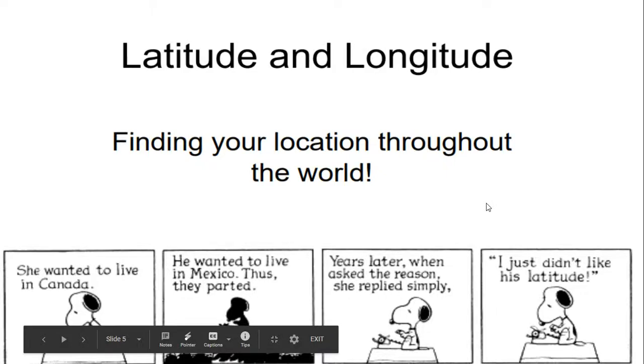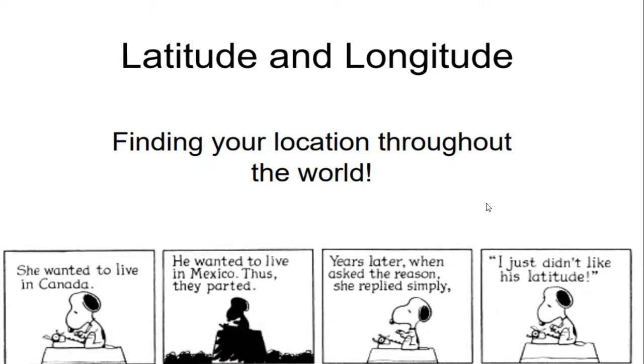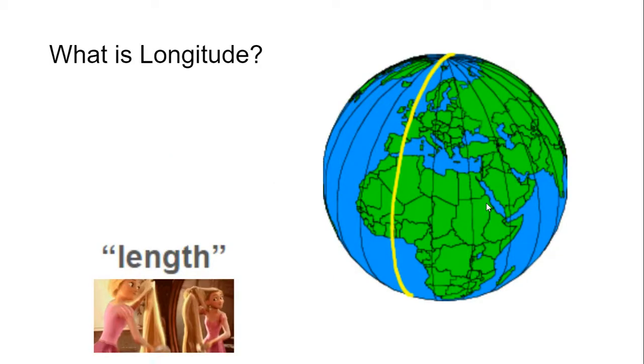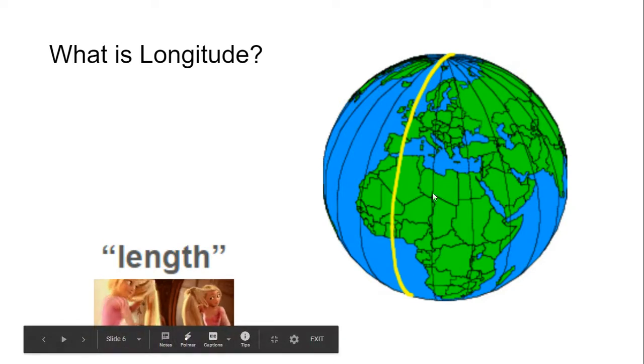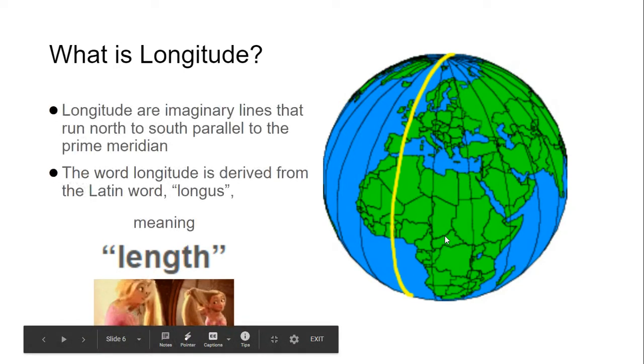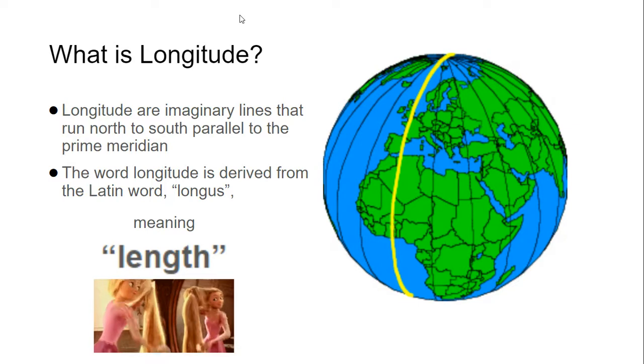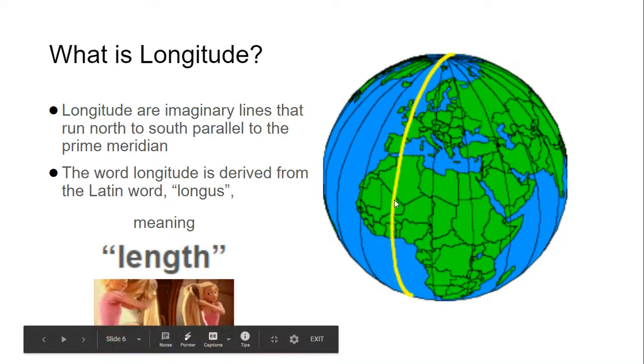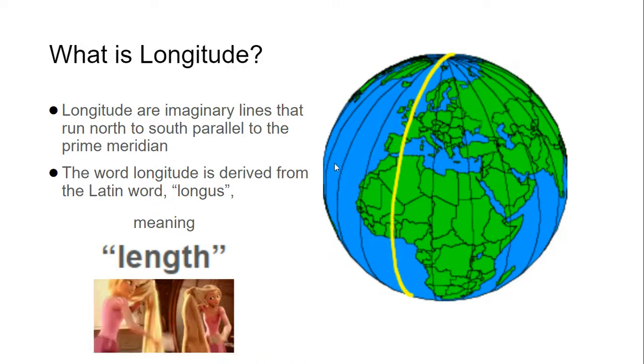All righty, we just finished talking about latitude. I hope you did well on your questions. Now let's talk about longitude. Longitude, what are longitude lines? Well, for starters, they run up and down. The North Pole and the South Pole, they're imaginary, just like the latitude lines, but they run up and down. And longitude actually comes from the word longest, which means length, and they run up and down.